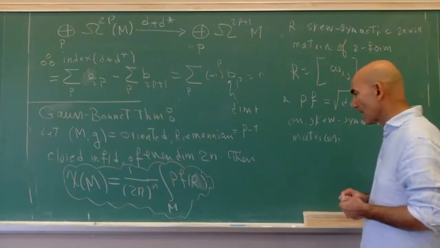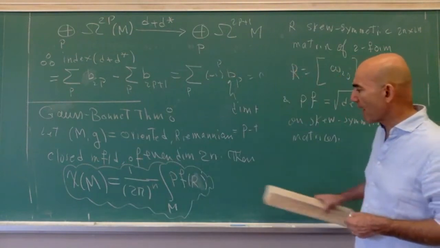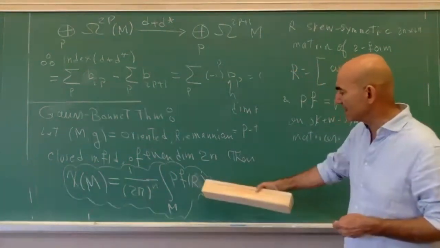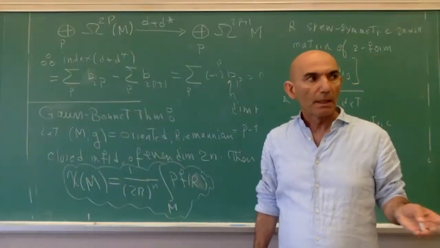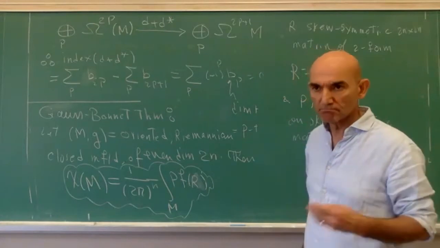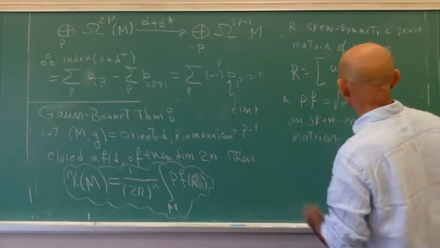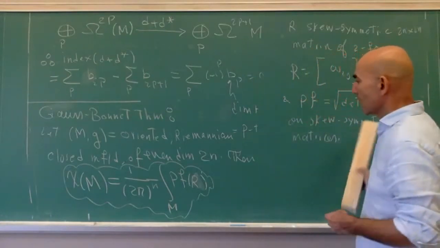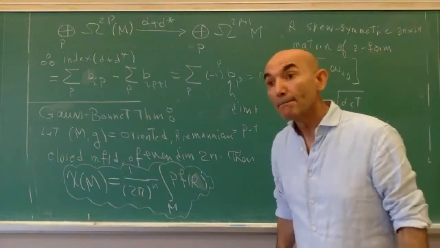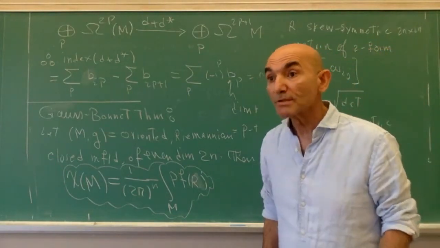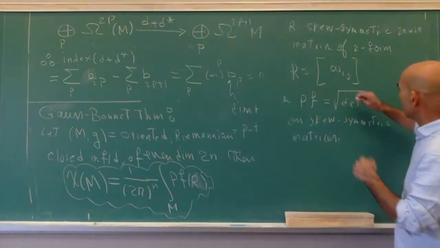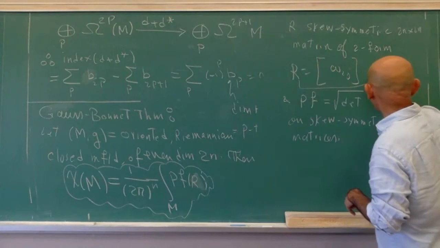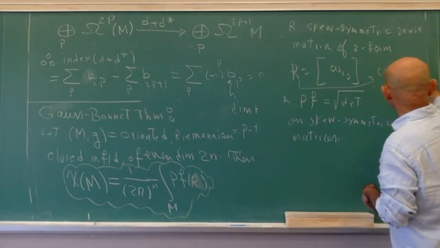Now, let's unpack this, see what it says, at least in dimension 2 and dimension 4, and then we'll see what it entails and what it's saying. And it's just a convention. Sorry? R is just a convention. R is what? Convention. R is the curvature matrix, yes, sorry. Yeah, exactly. So R is the curvature matrix.